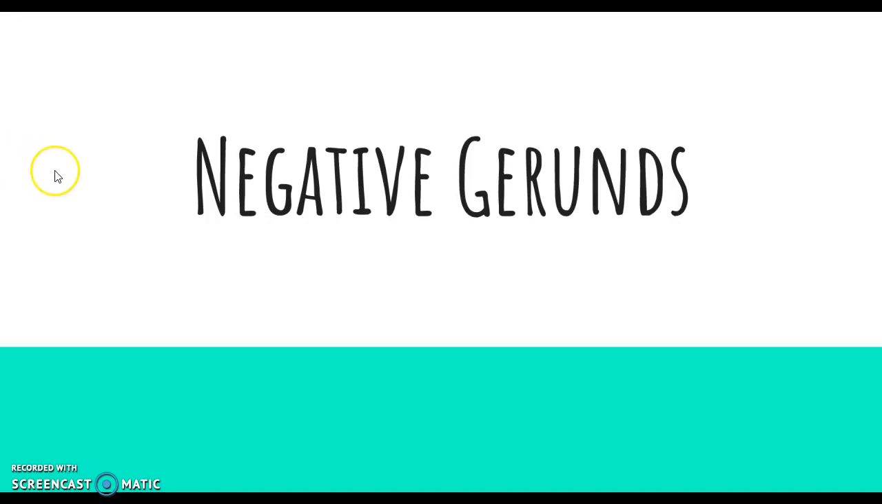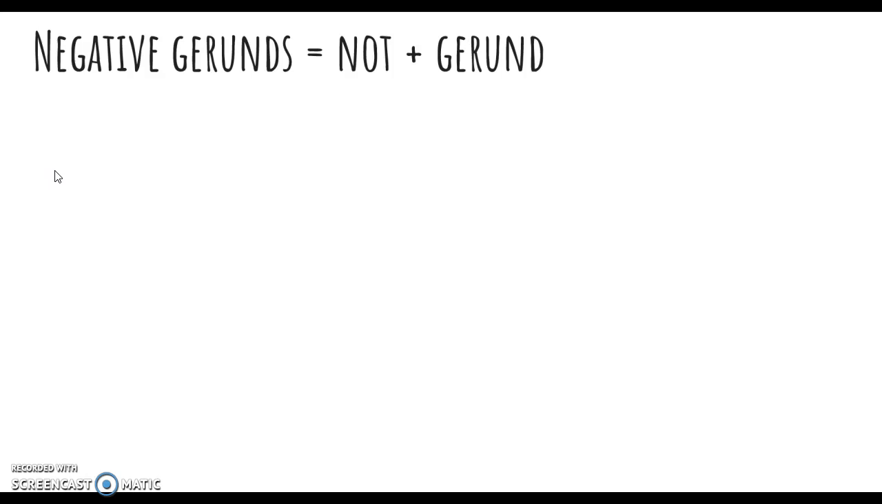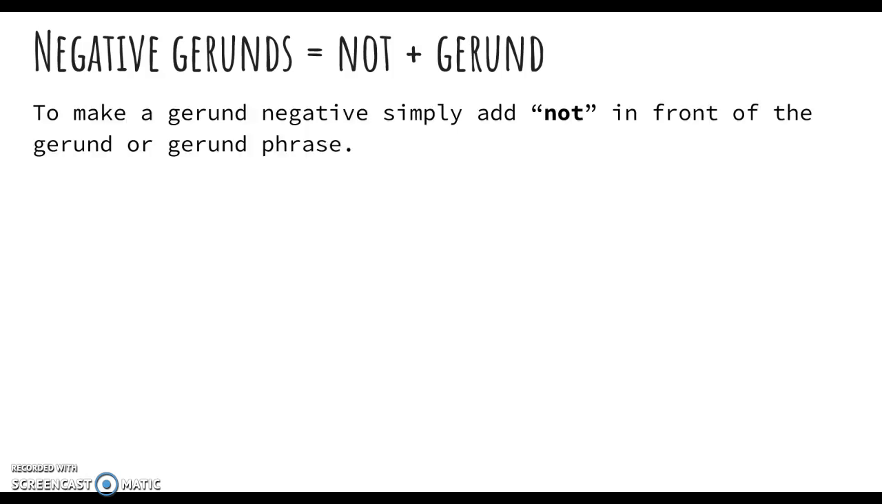In this short video, we'll be discussing negative gerunds. Any and all gerunds can be made negative in a sentence. It's pretty simple to make a gerund negative. We just add not in front of the gerund or the gerund phrase.